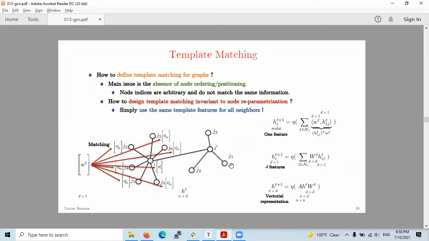Probably, yeah. And there is one more thing. If you have noticed here, the Lth layer is of size n by d, and after the convolution operation, the size remains the same, n by d.